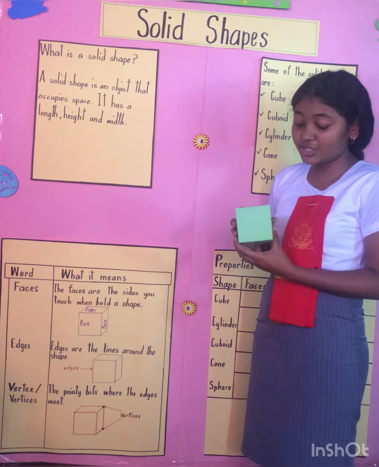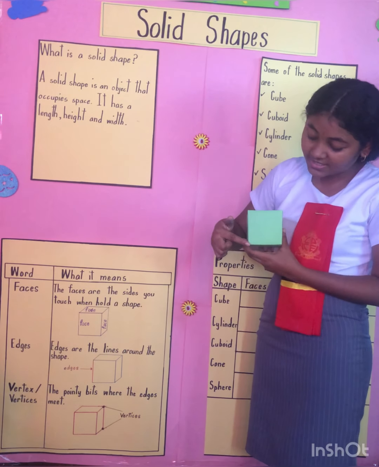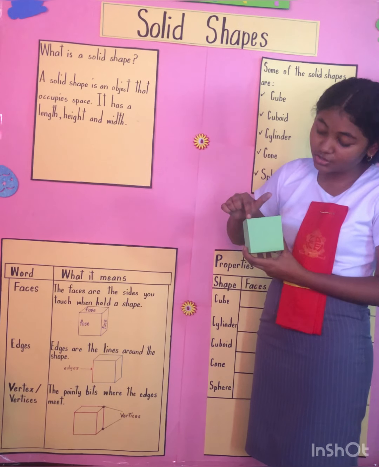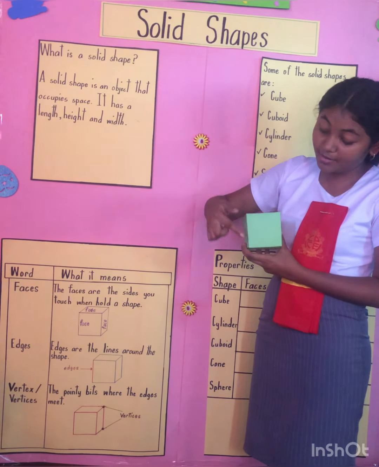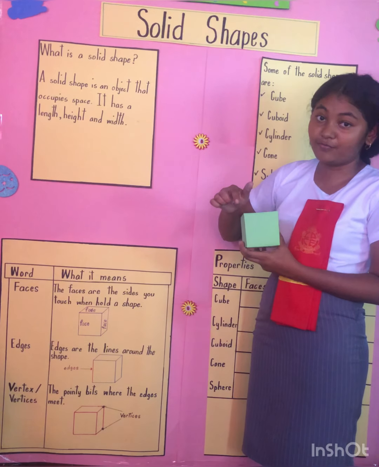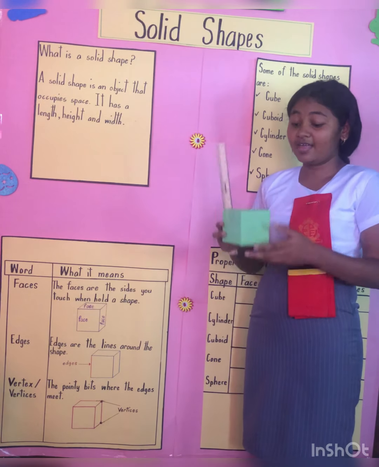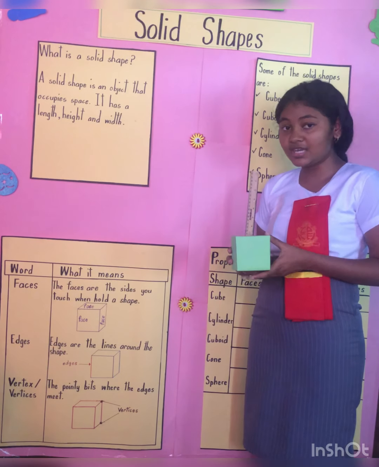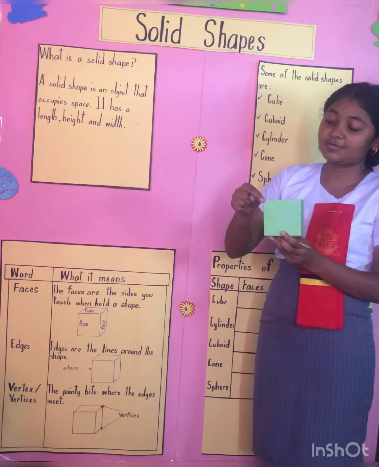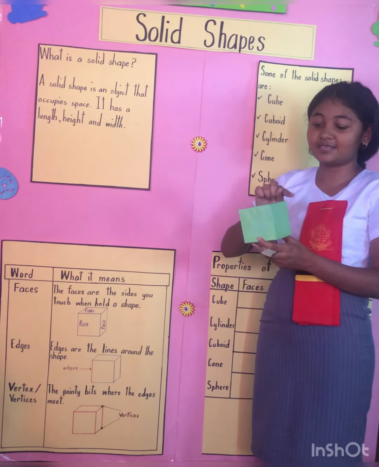Where the edges meet, so let's identify that. This is an edge and this is another edge, and the point where they meet is called the vertices. Another way we can identify the vertices very easily is to touch it and feel the pointy bits. All of these pointy sides here are the vertices.